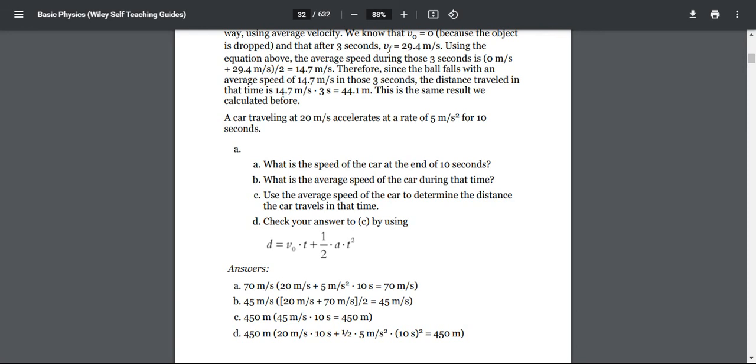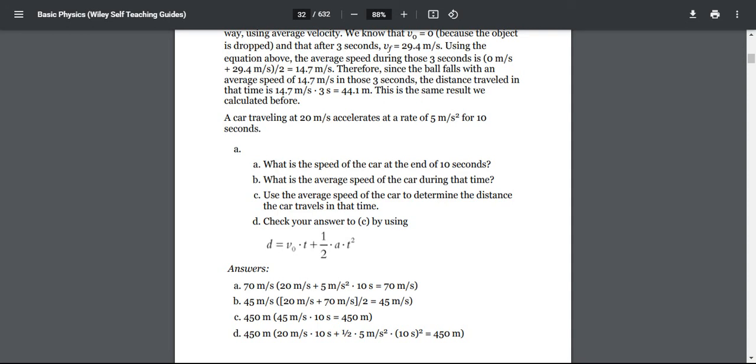d equals vavg times t. This is very simple. We just found the average speed, which is 45 m/s, times t, which is 10 seconds, because we are finding for 10 seconds. So 45 times 10, we got 450 m. Okay, so that was so easy.